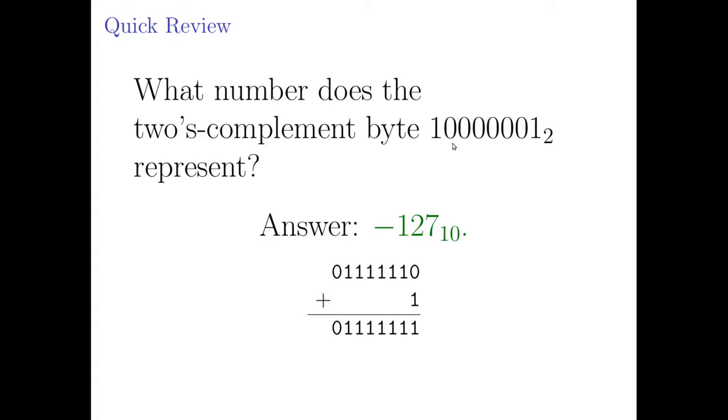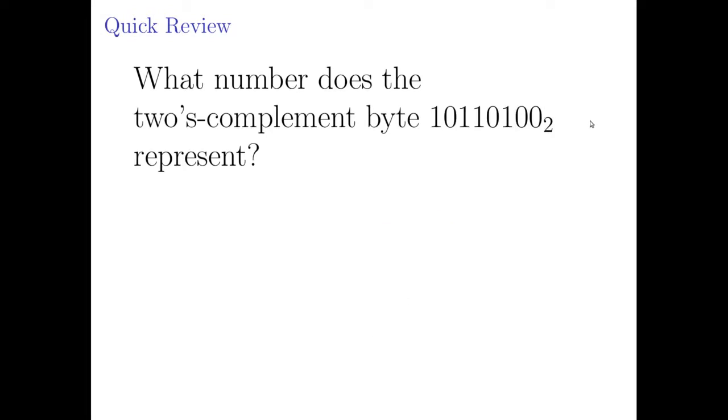So hopefully you get that logic. That always trips up students, right? Because you get so excited about flipping all the bits and adding 1 and getting an answer that you forget that that answer is actually an intermediate answer towards the final answer. You still have to negate it to get what you started with in the first place. Okay, what about this one? 10110100. What number does that represent?